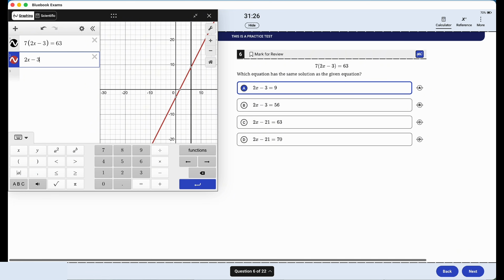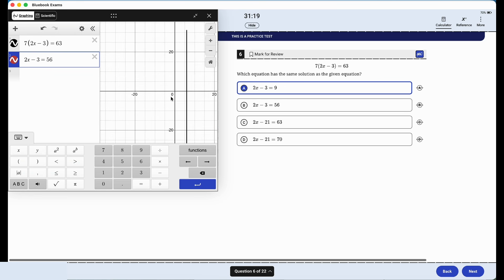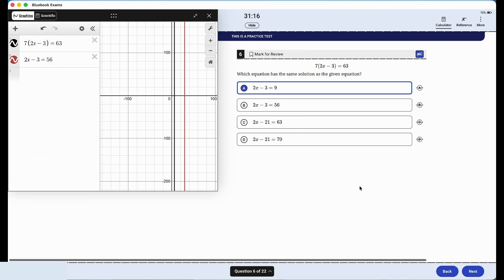So you see when I type in A, that gives me the same solution. So that's how you could also know, whereas if I typed in B, it gives me a totally different solution. So you probably don't need Desmos, but that's how you can do it in Desmos.